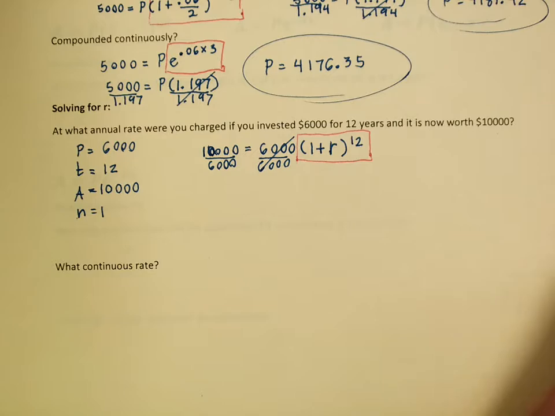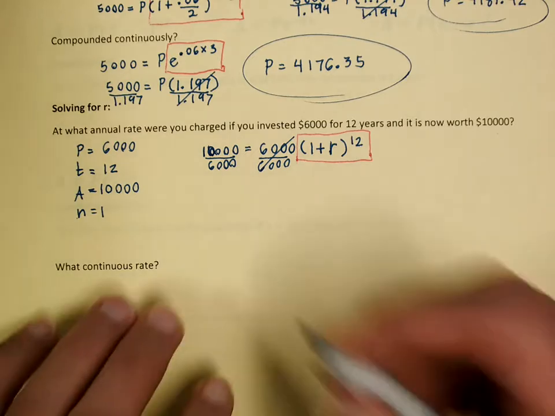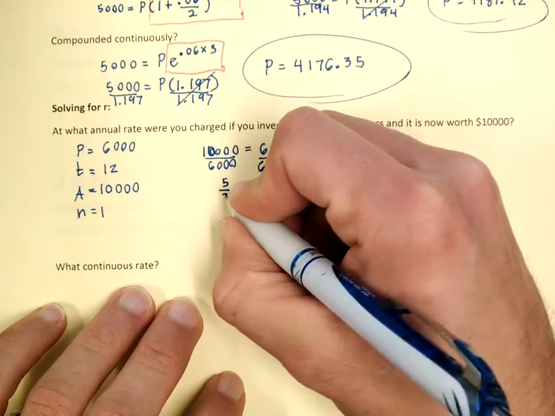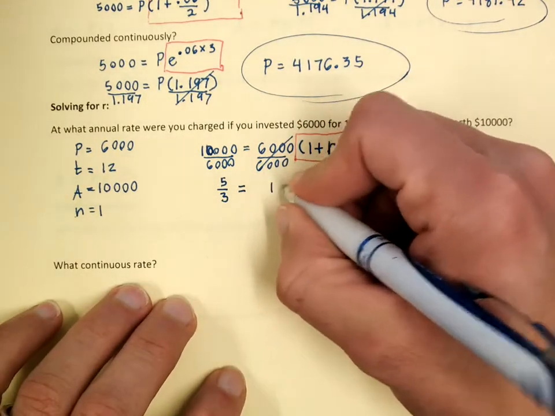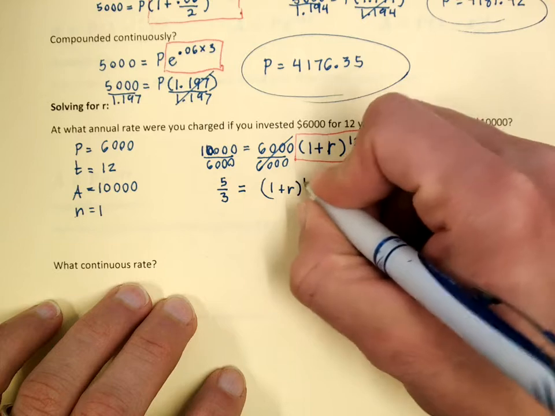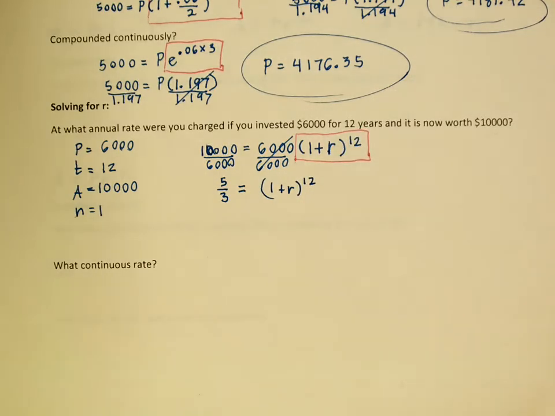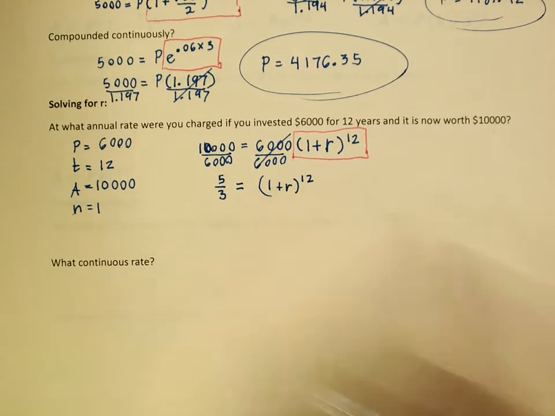Okay, so we get 5/3. That's how I thought. So this is 5/3, and then we have 1 plus r to the 12th power. The term is isolated. So now how do I get rid of this power? Don't forget that I can do it two ways. I can take the 12th root or raise both sides to the 1/12th power.